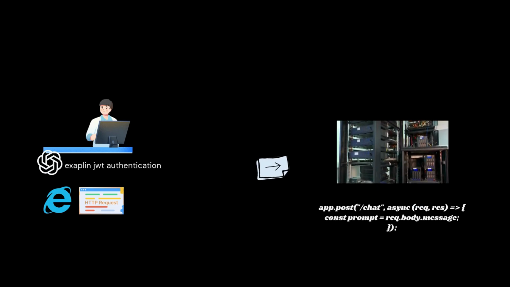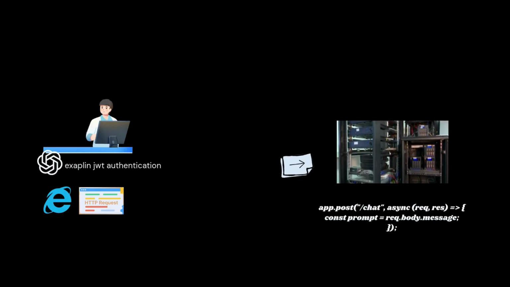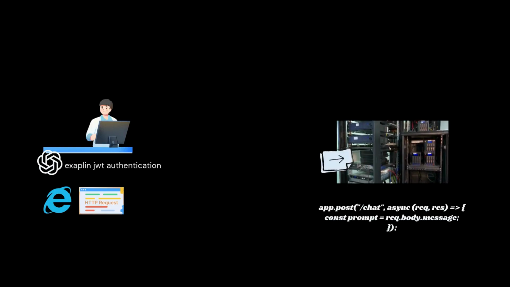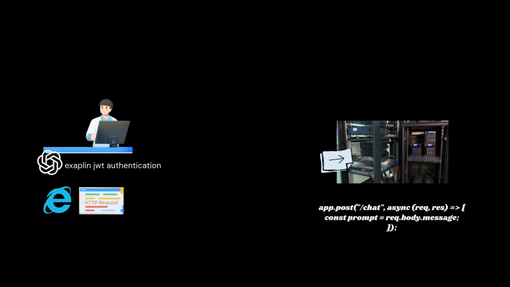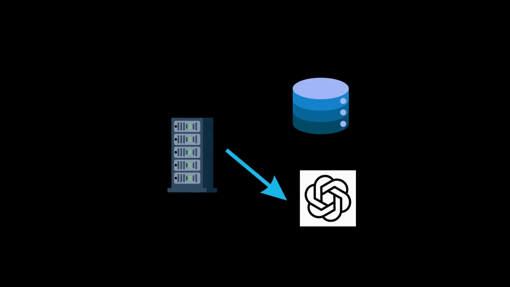The backend receives the request, something similar to app.post('/chat'), and within that we are passing one asynchronous function wherein we are receiving the prompt from request.body. If you are a MERN developer, this part should feel completely familiar. The only difference is what happens next. Instead of querying a database, the backend sends the prompt to an AI model, and that model generates the response.